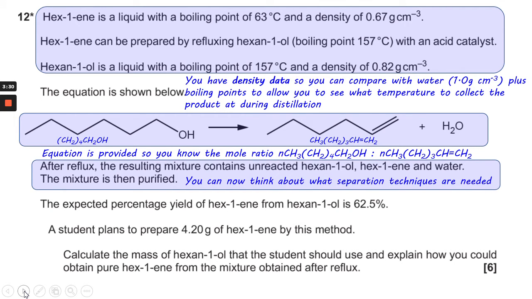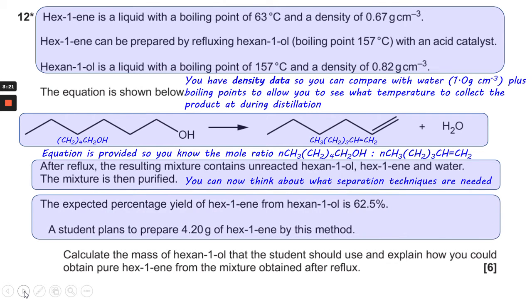So you now need to think about what separation techniques might be needed to separate out organic and aqueous liquids from one another. Then it says the expected percentage yield of hex-1-ene from hexan-1-ol in this reaction is 62.5%. And the student plans to make 4.2 grams of hex-1-ene by this method. You need to think about the moles of hexan-1-ol needed to achieve this, taking into account that percentage yield.